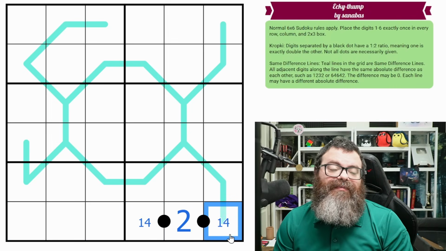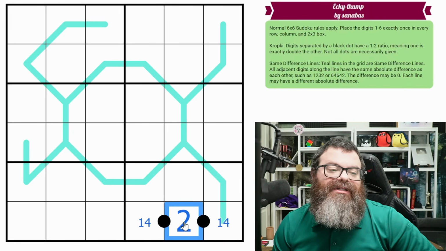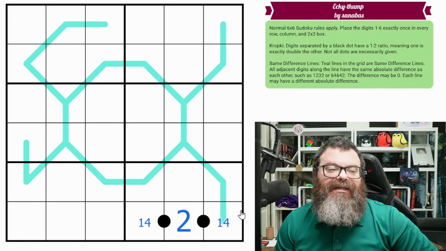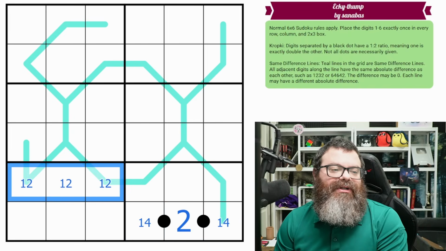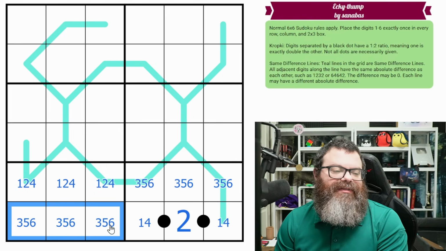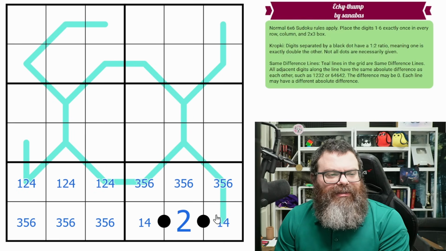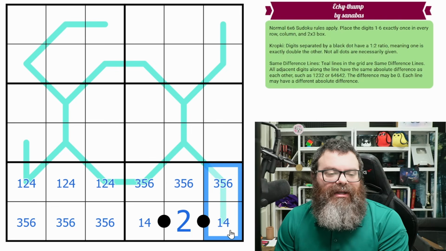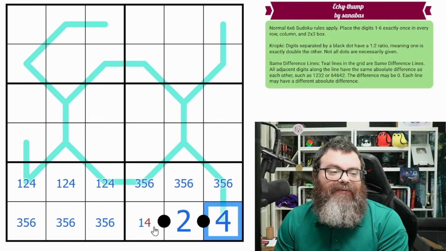Where these two cannot repeat, a chain of black dots is forced to be a 2 in the middle with a 1, 4 around it in a 6 by 6. And so that means that this is also 1, 2, 4, and that means that this is 3, 5, 6, and this is 3, 5, 6. All right, so these have a difference of 1, which means we're not using the 1 here. That's 4 and that's 1.